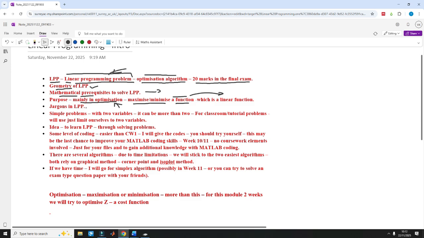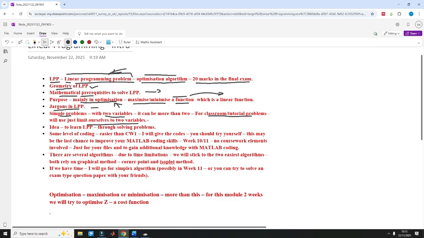Then we are going to learn the jargon in LPP. LPP itself is a jargon, isn't it? First time you must be hearing this word, LPP. And we will also learn the other terminologies involved in LPP. We are going to deal only with very simple problems, only with two variables. It can be more than two, it can be n number of variables, but for classroom and tutorial problems and obviously exam type problems, it's better to limit ourselves to two variables.